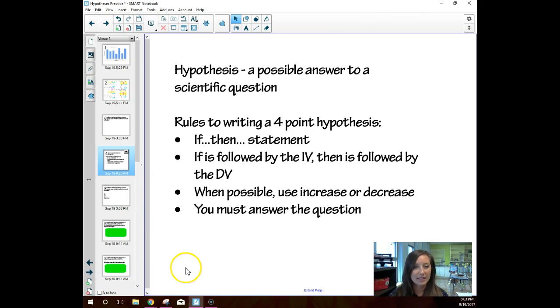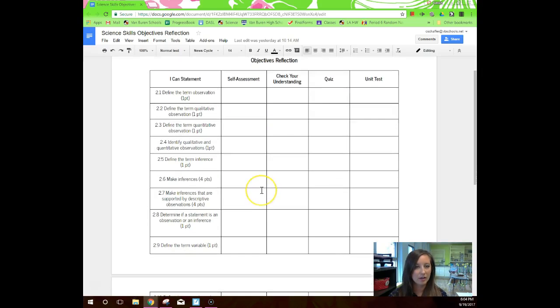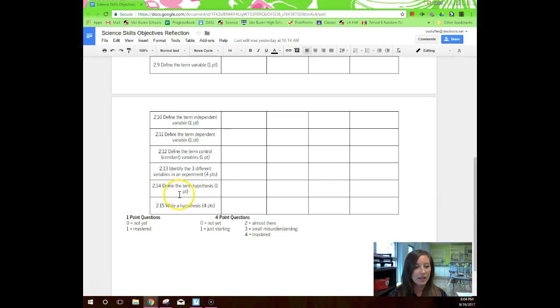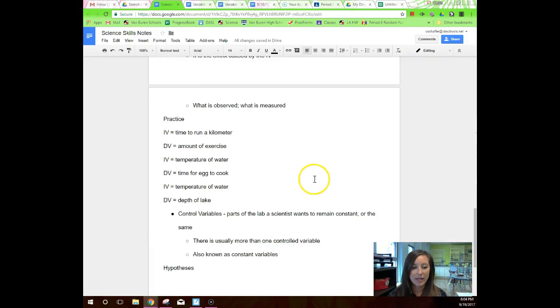So our first I can statement that you really have to know is listed over here on our reflection forms. And so you see here 2.14 is you need to define the term hypothesis. So we know a very simple definition for a hypothesis is a possible answer to a scientific question. I know in elementary school they taught you that it's an educated guess, and you will probably have other science teachers who tell you that it's an educated guess, but it is so much more than just a guess.